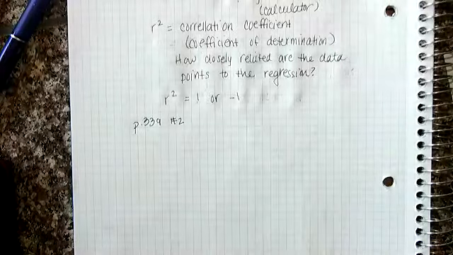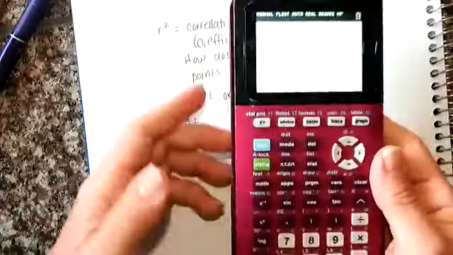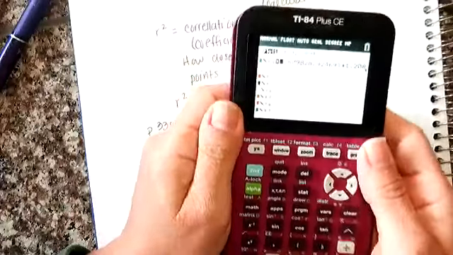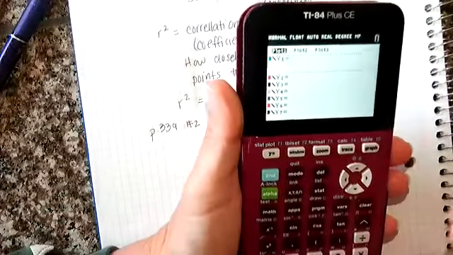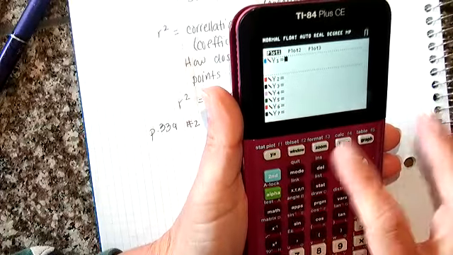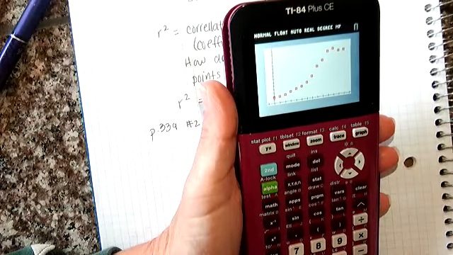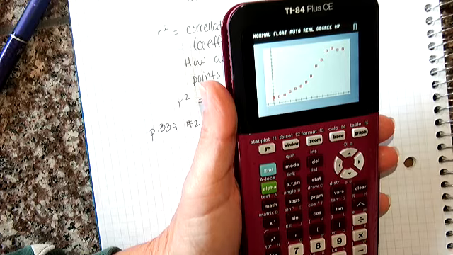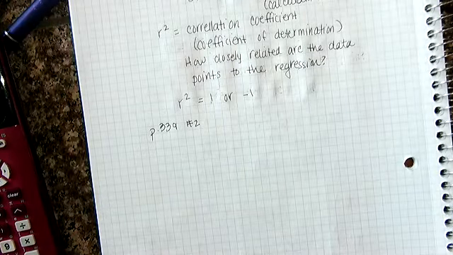The problem asks you to draw a scatter diagram. Make sure your plot is turned on. My plot is turned on. I'm going to do a zoom 9, and there is all the data. Great. I'm not concerned that you actually draw that on your paper. That's not a problem. It says build an exponential model.